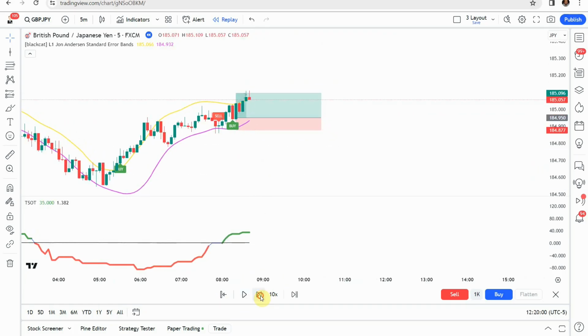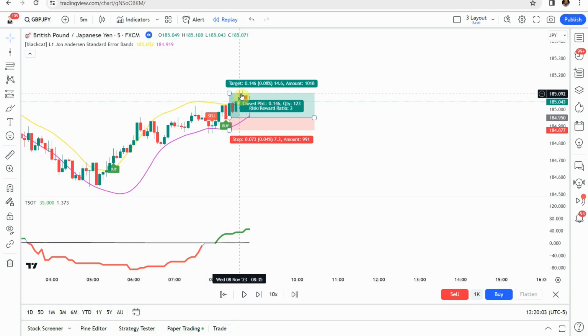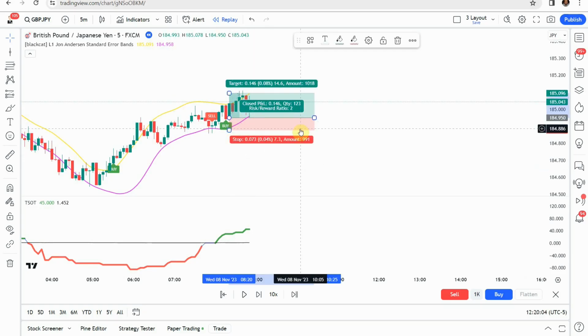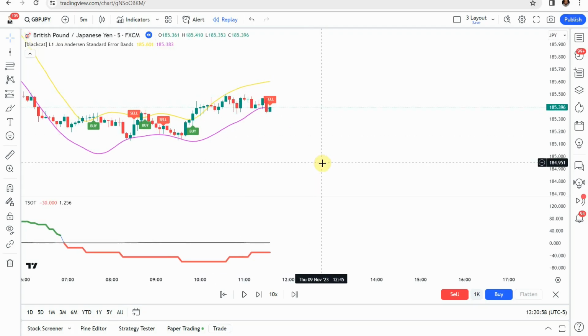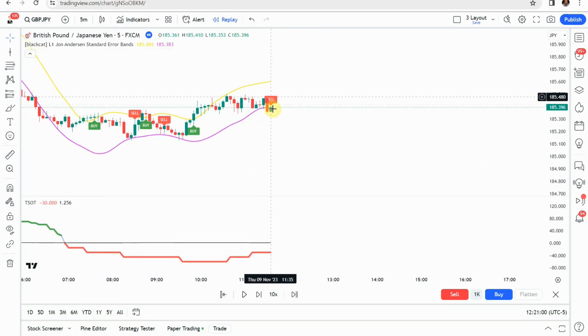Let's go ahead and play this forward. And you can see that we make a really nice move, pretty much straight up, getting us to our take profit right there. For a sell trade, we are looking for the John Anderson to give us a sell signal like this right here. We're then going to look down to the trend strength, and we're looking for it to be in the red color like it is there.